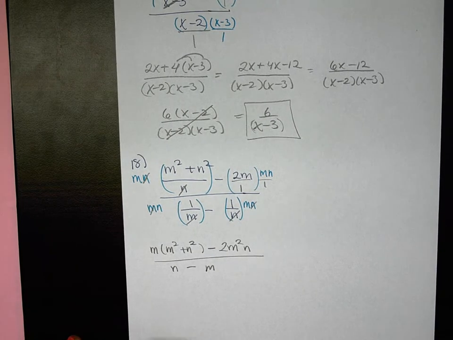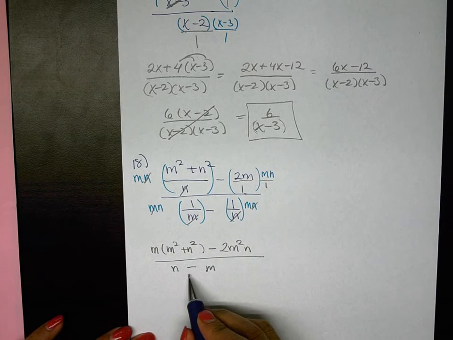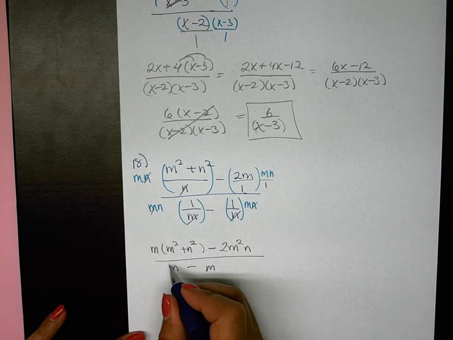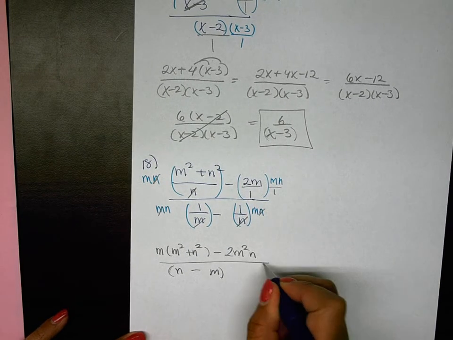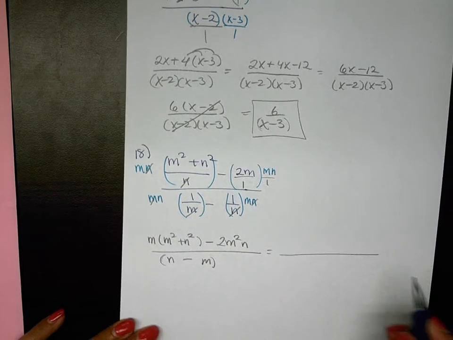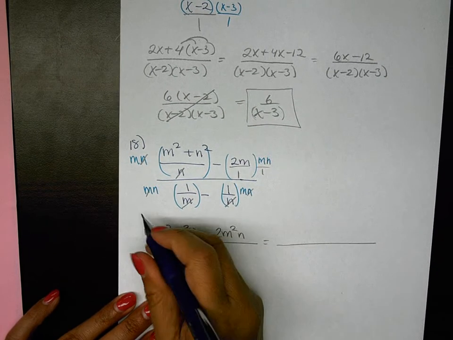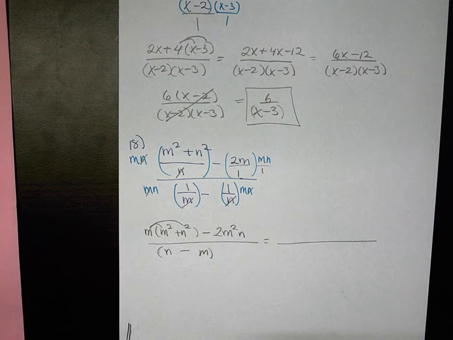N's reduced, leaving behind 1 times m, which is m. Can I reduce? No, I cannot because of the minus sign there. There's nothing I can do here. I can't factor, I can't combine like terms, so that pretty much is done. But in the numerator, I can't factor anything, but I can distribute to see if I can combine like terms and then factor and reduce.